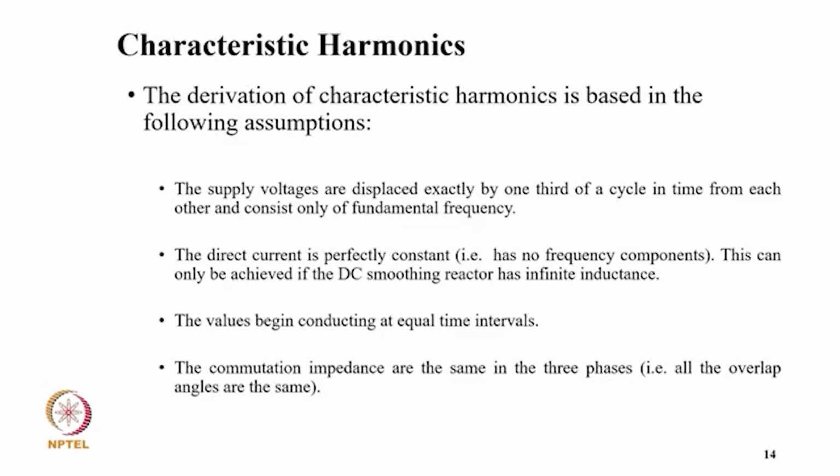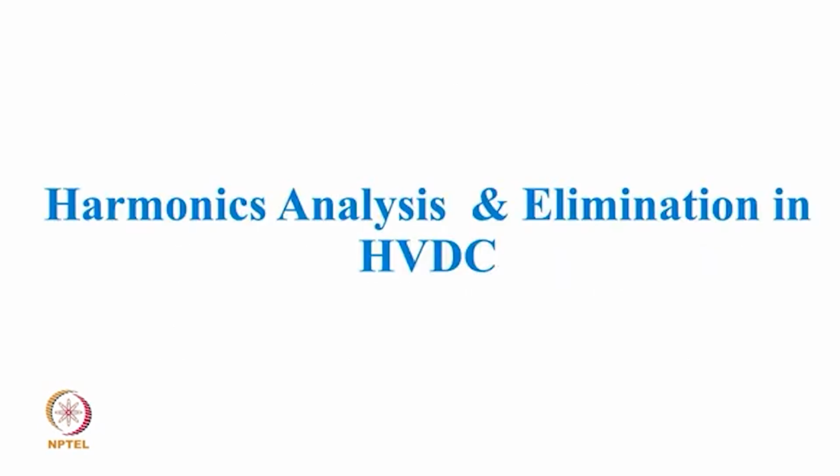The derivation of characteristic harmonics is based on the following assumptions. The supply voltages are displaced exactly by 1/3 of a cycle from each other and consist only of the fundamental frequency. The direct current is assumed constant, that is, it has no frequency component. This can only be achieved if the DC smoothing reactor has infinite inductance, and the valves begin conducting at equal time intervals, and the commutation impedances are the same in the three phases, so all overlap angles are the same.